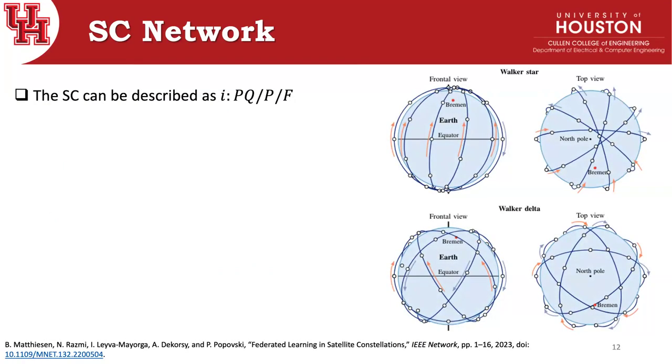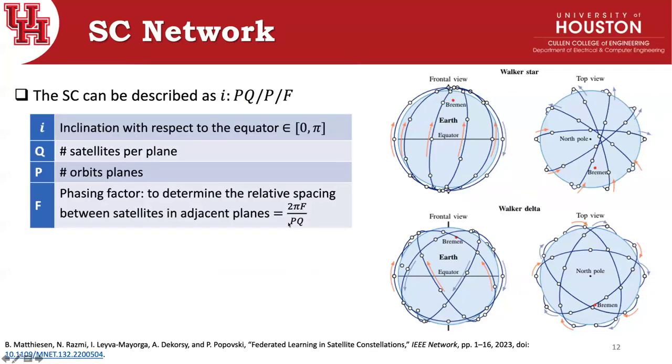And here is an important notation to describe the satellite network. The satellite constellations can be described as I, P, Q, P, F. And here is the detailed explanation of these parameters. So first of all, I is the inclination with respect to the equator, which ranges from 0 to pi. And Q is the number of satellites on each plane, and P is the number of planes. So the total number of satellites in the constellation is P times Q. And F is a phasing factor to determine the relative spacing between satellites in adjacent planes. And we can derive the equation like this. And I will talk about it later.